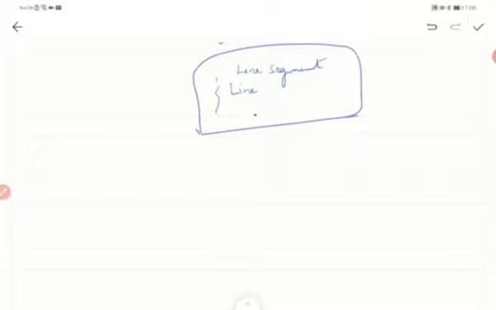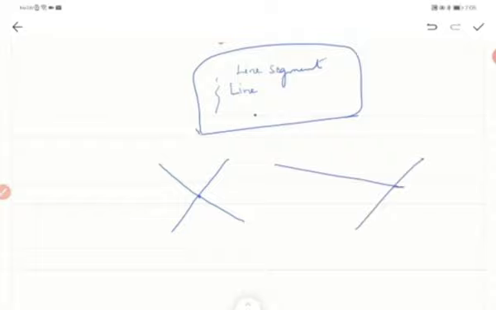Okay, now coming to when two lines meet at one point, you call them intersecting lines, right? So you have lines something like this. This is also two lines, they are intersecting at one point. Okay, this is line L, this is line M. So whenever lines intersect at one point, this point is called the point of intersection.